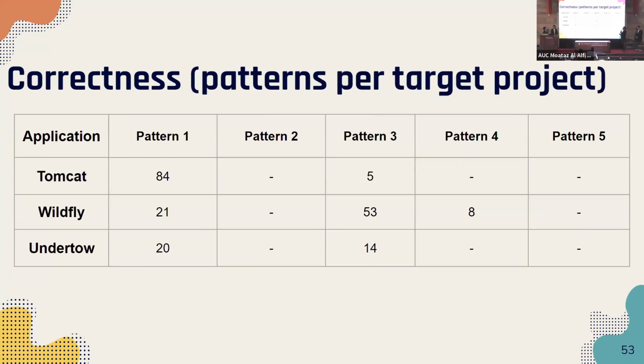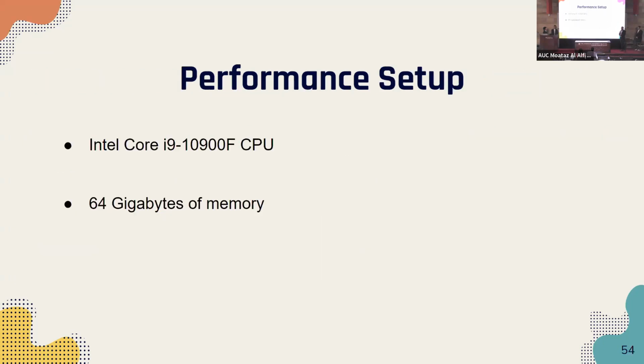For the pattern heat map, the very first pattern was the most used, which is the simplest one. Pattern 3 was the next in line. It was also used multiple times. Pattern 4 was only used in Wildfly, and the second and the fifth pattern were never used in any of the migrations, because as we expected, pattern 5 is very rare to find.